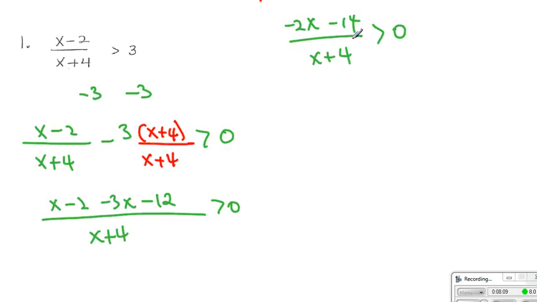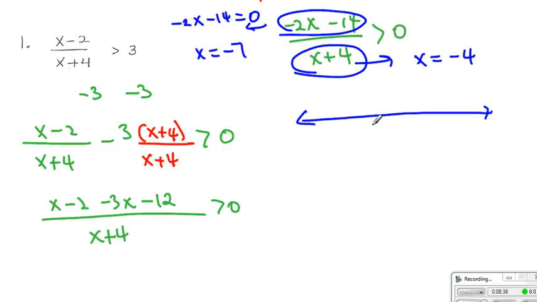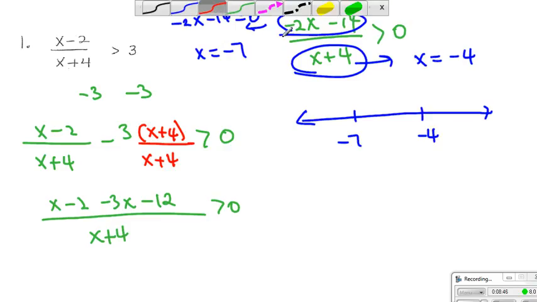Now, when you have the fraction compared to 0, there's two places which we have to look at. One is when the denominator is equal to 0, which is when x equals negative 4. And another place is when the numerator is equal to 0, meaning negative 2x minus 14 has to be equal to 0. That means x will be equal to negative 7. So, from a number line, we have negative 7 and negative 4. So we have three intervals. Let's check upon each and every one.